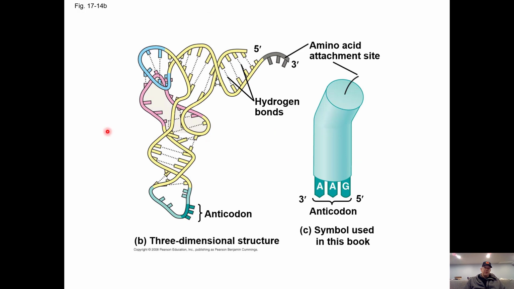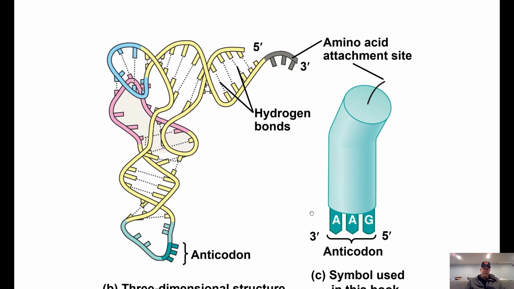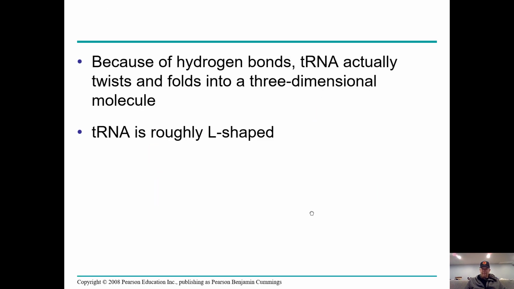This is a three-dimensional structure. It's probably actually what it looks like. Here is kind of a schematic that has the business ends where the amino acid is. Whoa. And where the codon is. I'm sorry, the anticodon.